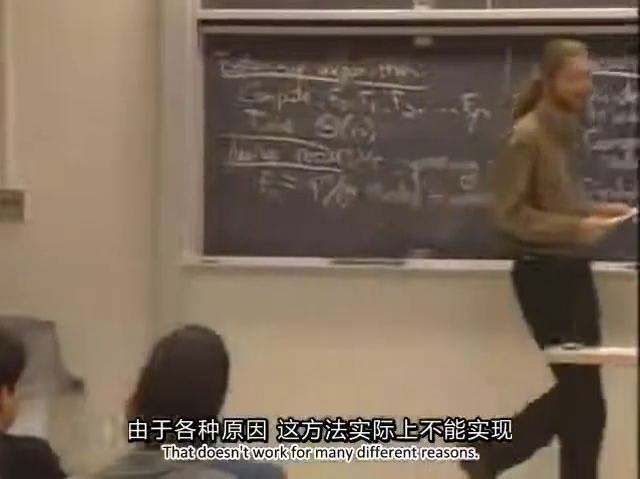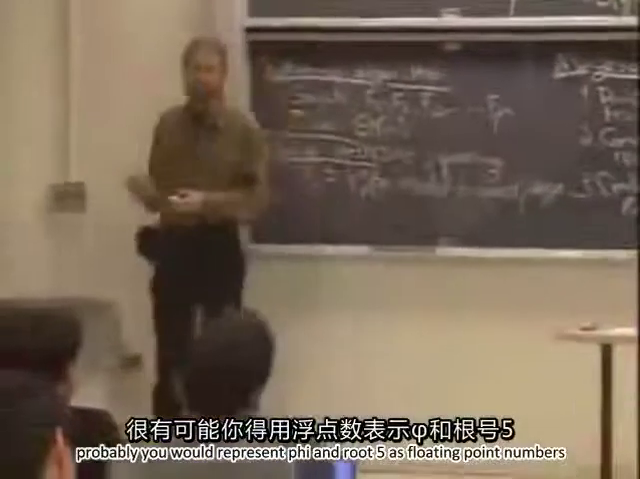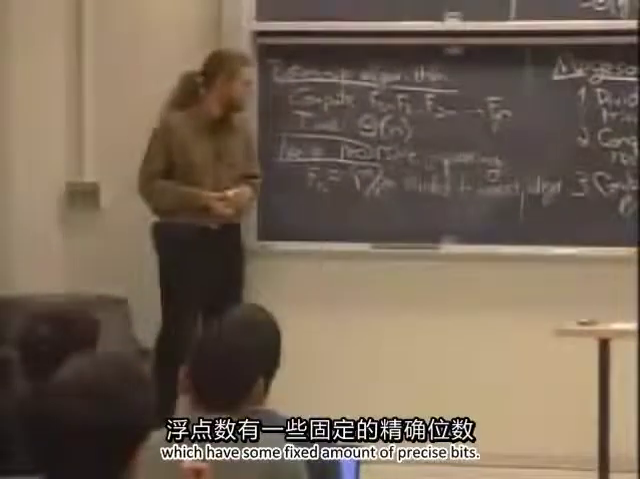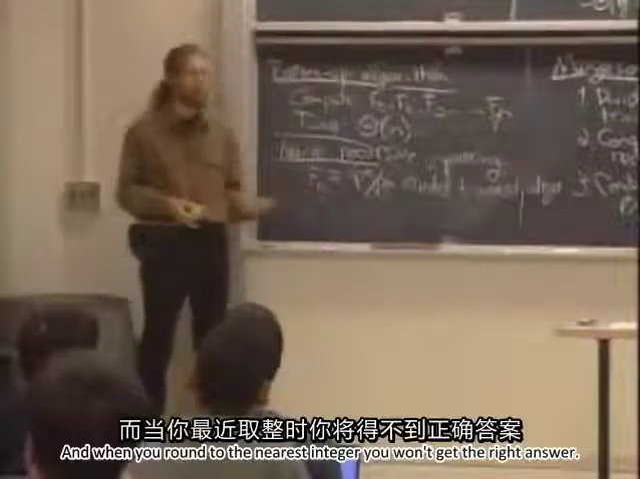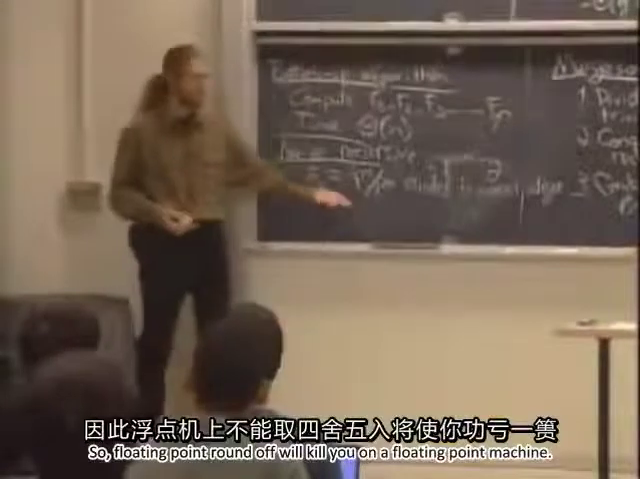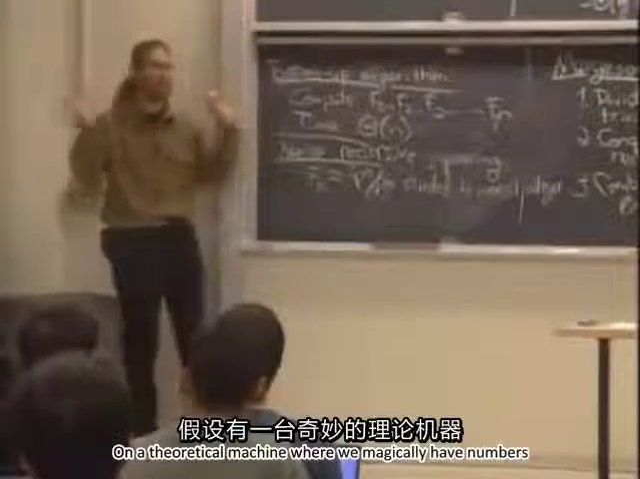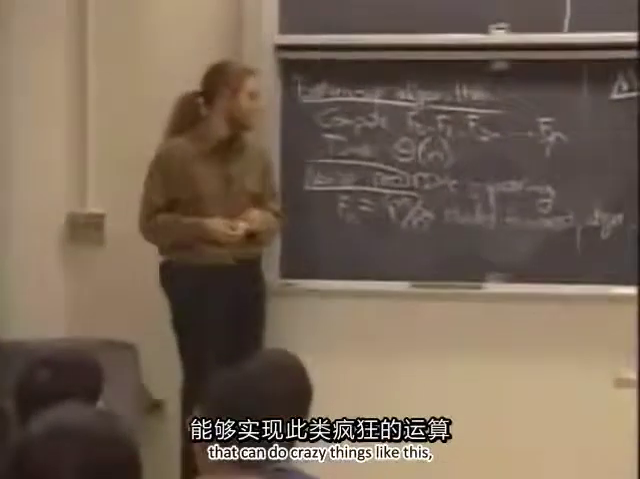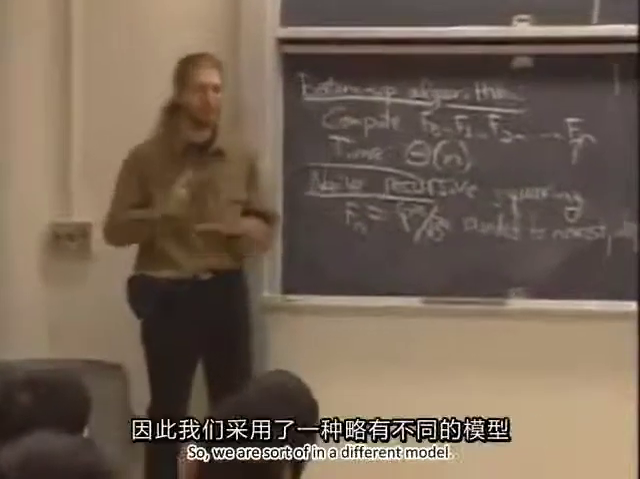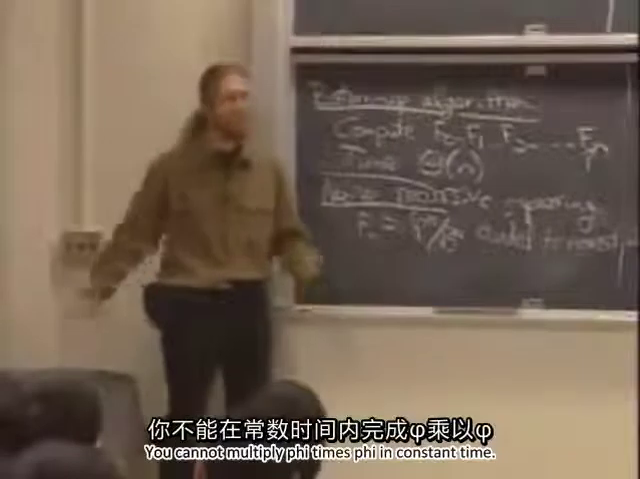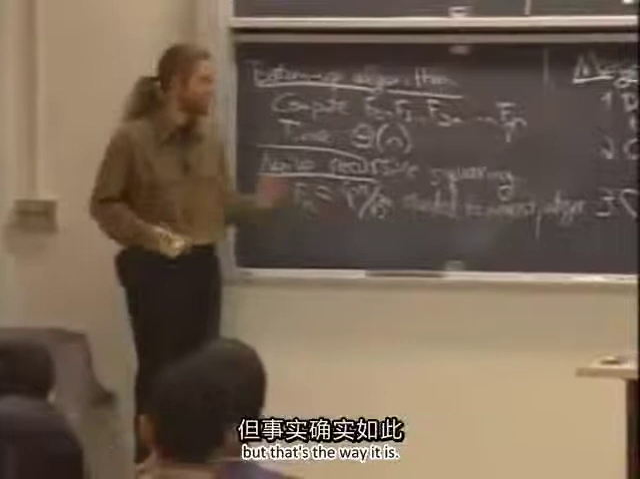That doesn't work for many different reasons. Depending on a real machine, probably you'd represent phi and root 5 as floating point numbers, which have some fixed amount of precise bits. And you do this computation, you'll lose some of the important bits, and when you round to the nearest integer, you won't get the right answer. So floating point roundoff will kill you on a floating point machine. On a theoretical machine, where we magically have numbers that can do crazy things like this, usually it really takes more than constant time per multiplication. So we're sort of in a different model. You can't multiply phi times phi in constant time. That's sort of outside the boundaries of this course, but that's the way it is.